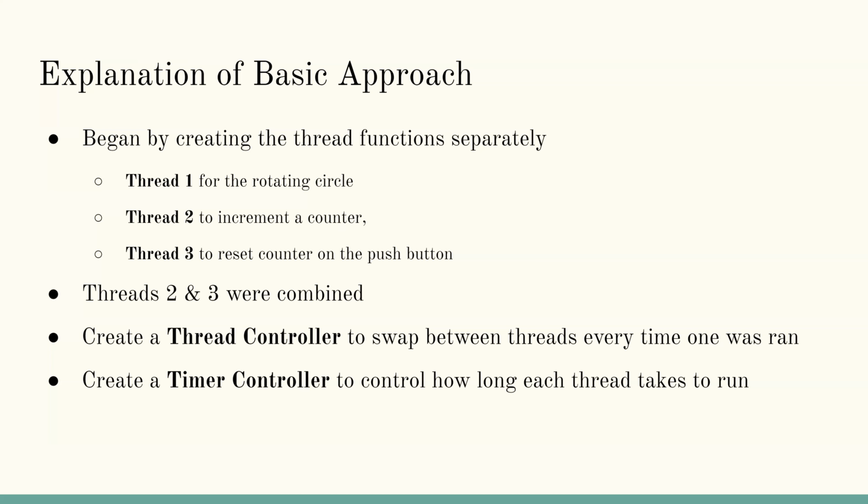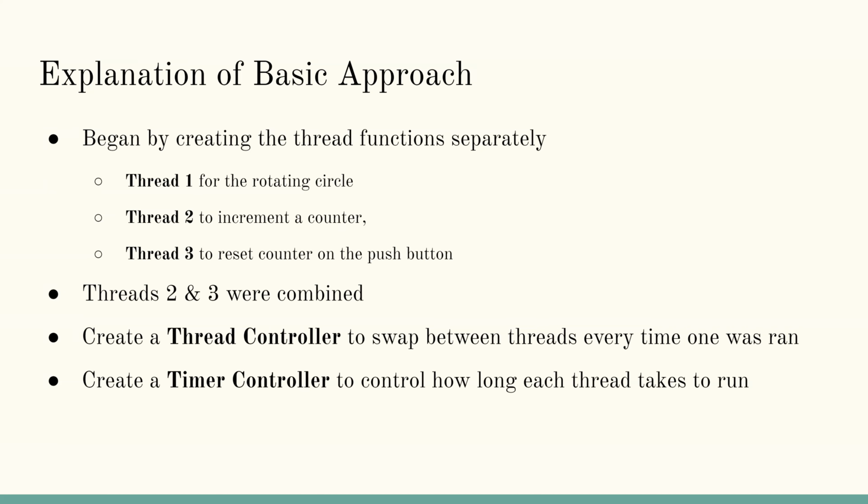So we first began with thread one, the rotating circle. It's essentially a segment on the 7-segment display that would circle around. We just wanted to make sure that it forms a loop, and every time that loop starts, it goes from the top and it scrolls down, kind of making a 0 all the way around.